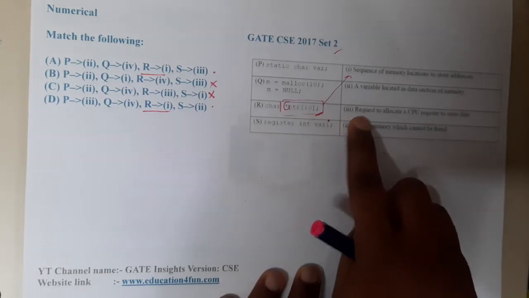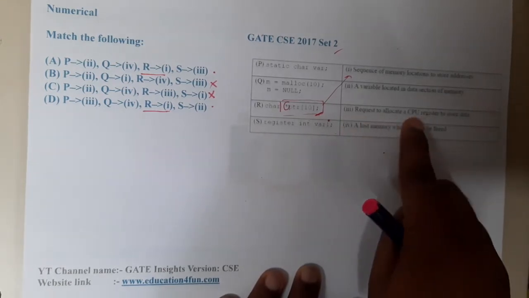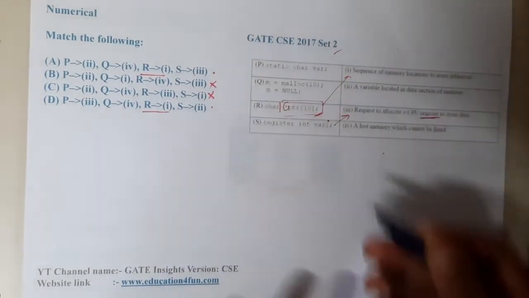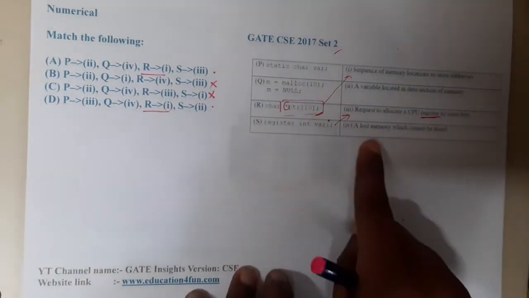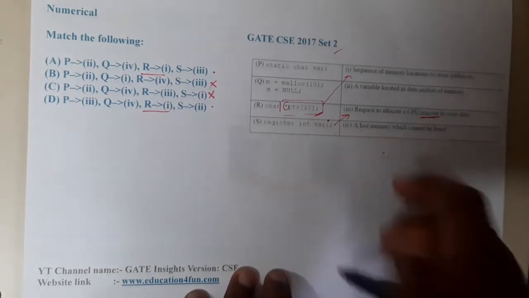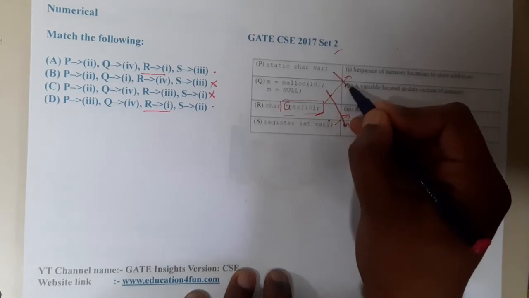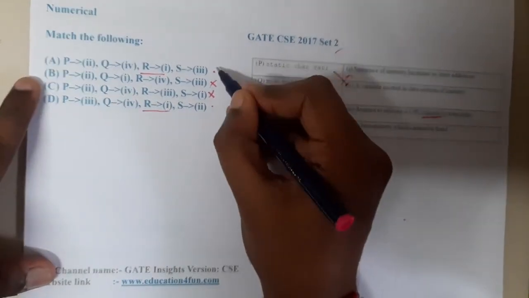Similarly 3, a request to allocate a CPU register. Now I got it. What is register? Register will be used in registers, right? Yes, to store data. A lost memory which cannot be referenced, that is nothing but a null. So Q is for 4, and now P is for 2. Where P is 2, option A will be the correct answer.